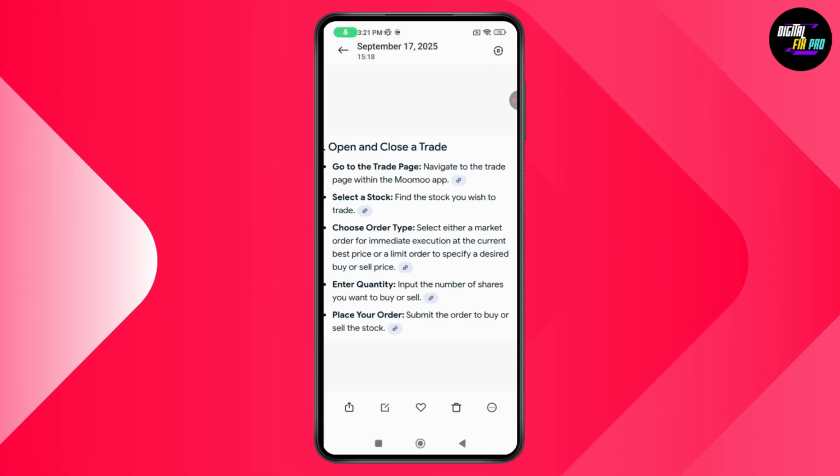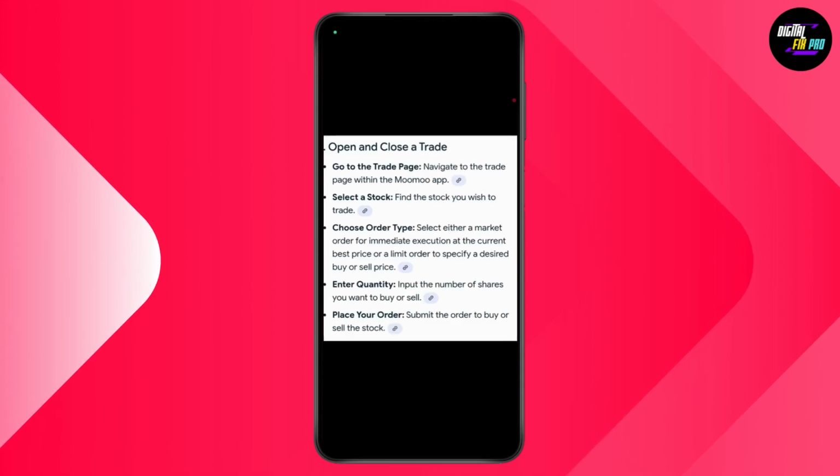Next thing, you need to go to the trade page. Navigate to the trade page within the Moomoo app. You need to select the stock, find the stock you wish to trade. After that, choose order types.